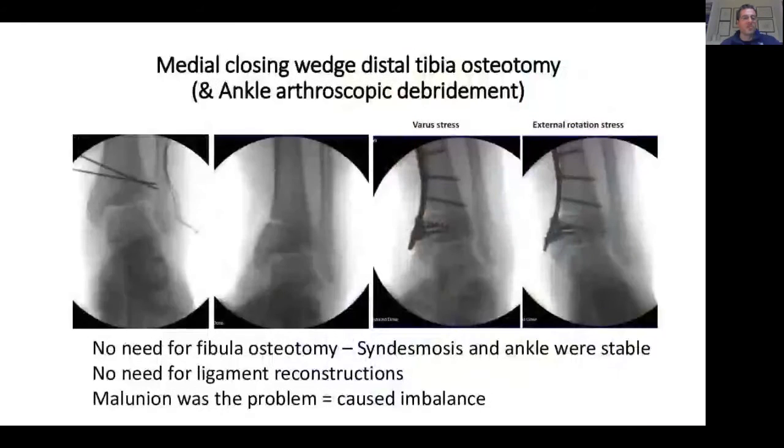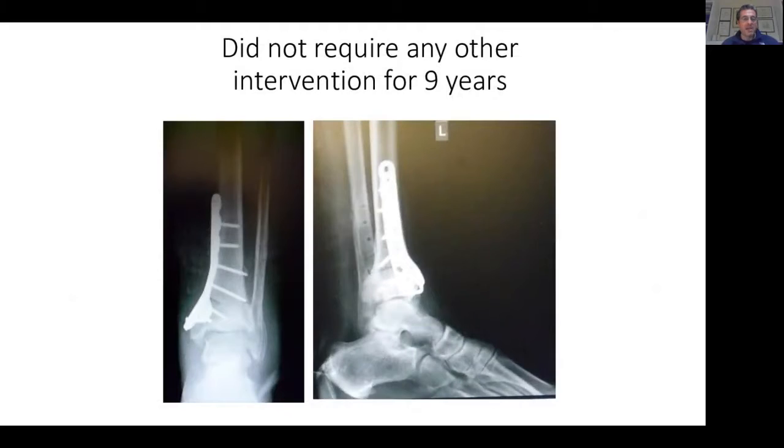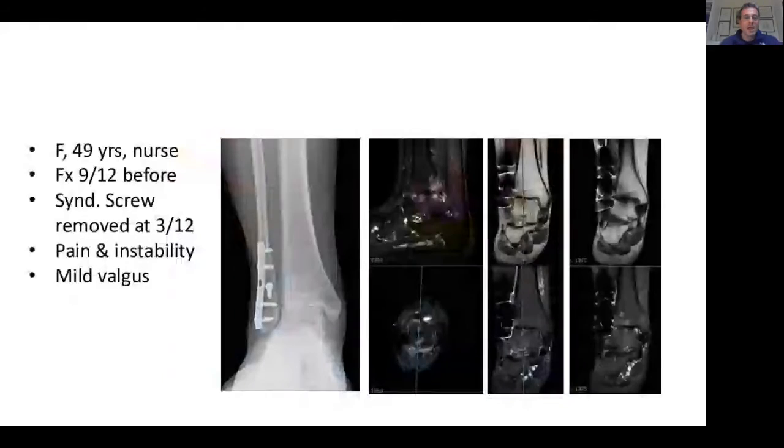So we tried joint preserving surgery, doing an arthroscopic debridement and a distal tibial osteotomy. I was prepared to do a fibular osteotomy, but once the tibia was reduced and the alignment of the ankle was corrected, there was no instability around the ankle. So the malunion was the problem, not any torn ligaments at the time. And this was the only X-ray taken of this patient a month after the surgery. I know this patient, she doesn't want another X-ray taken. For 9 years, she did not need any other intervention, and she's able to wear high heel shoes.